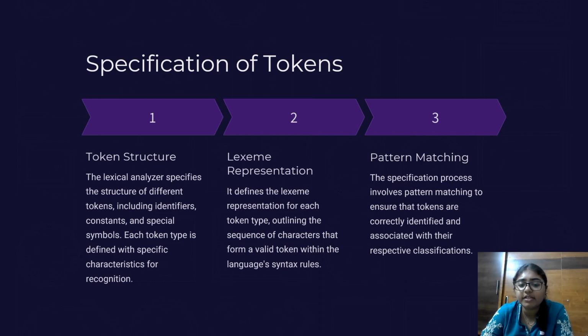Lexeme representation. It defines the lexeme representation for each token type, outlining the sequence of characters that form a valid token within the language's syntax rules. Pattern matching. The specification process involves pattern matching to ensure that tokens are correctly identified and associated with their respective classifications.